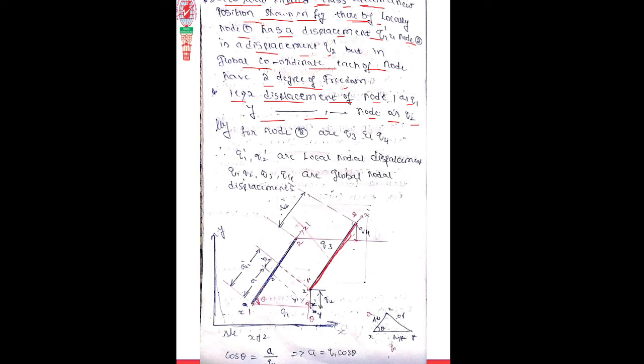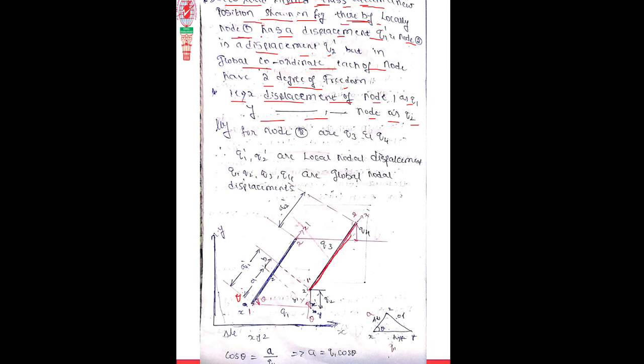See, this is initially the bar element, the truss element. Here at node 1 it is called y dash with respect to local, here x dash. Now, because of the applied force, this element is going to be displaced like this. This is the second position. Therefore, what happened here?